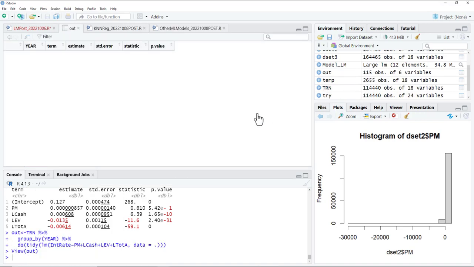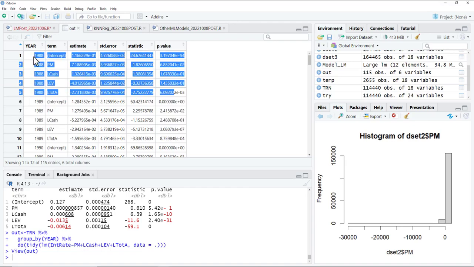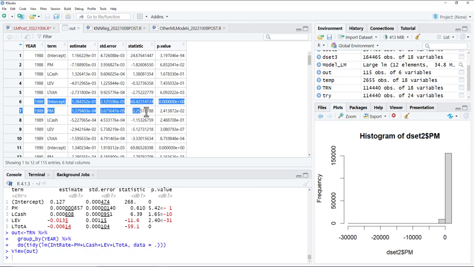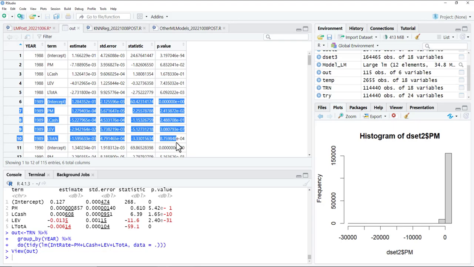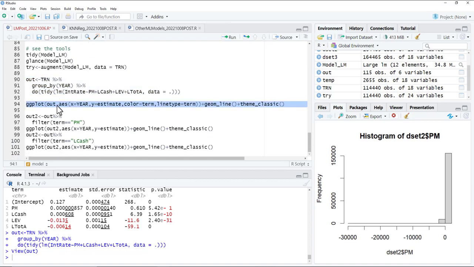look at the out. Notice what has happened is now for each year, 1988 here, it's run a regression model and it's given all of the output here, does it again for the next one, all of the output here for the next year. The benefit of this is we can look at these coefficients by year and see what happens over time. Or if we had different industries, we could do the same sort of thing. So let's plot this and see.